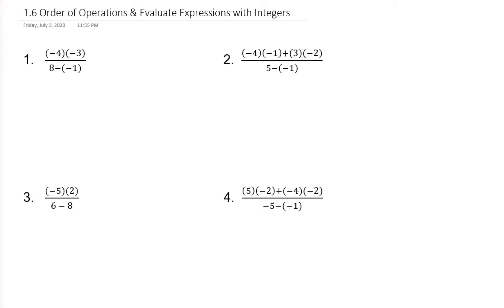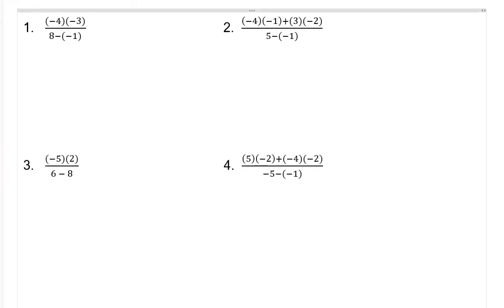Okay, in this video, we're going to be looking at order of operations and evaluating expressions with integers. So we're throwing some negatives in with what we've already learned how to do. All right, this first problem, you can see I've got a division problem. Remember, this division bar is a grouping symbol.